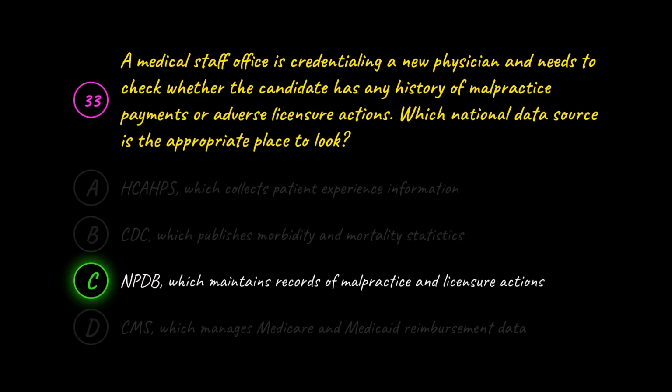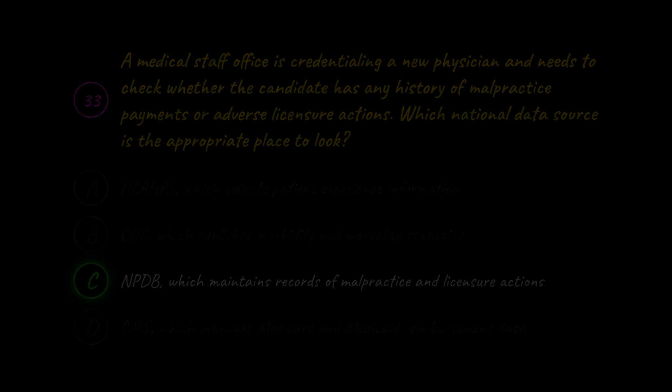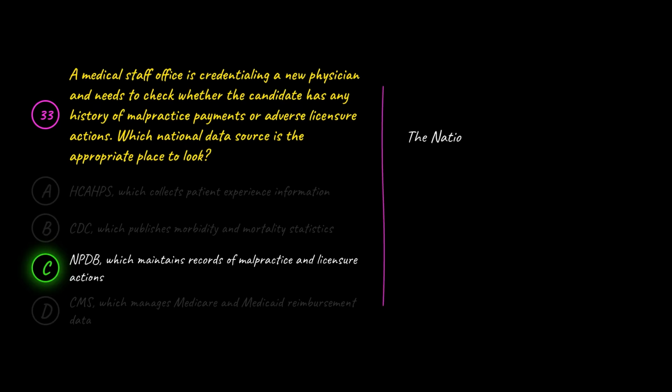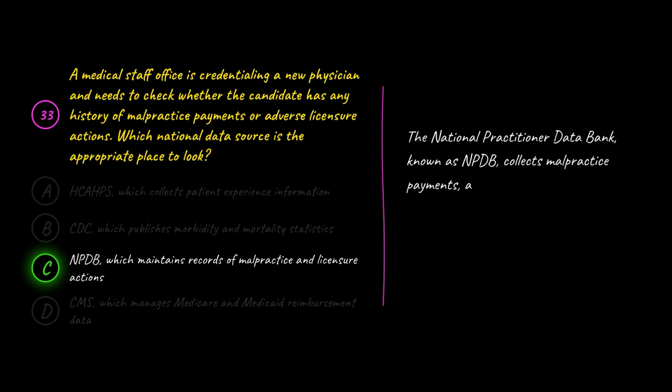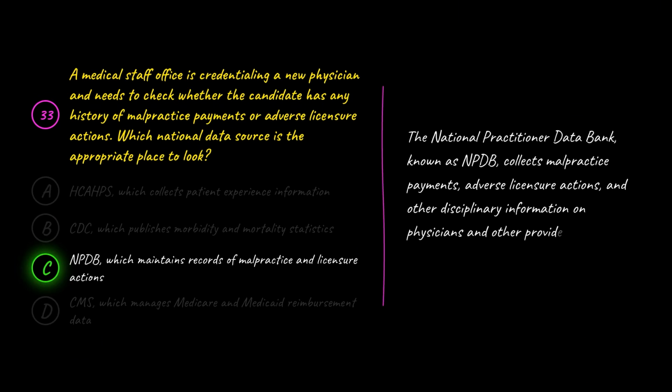The correct answer is C. NPDB, which maintains records of malpractice and licensure actions. C is correct because the National Practitioner Data Bank, known as NPDB, collects malpractice payments, adverse licensure actions, and other disciplinary information on physicians and other providers. It exists specifically to support credentialing decisions like this one. Health systems query it as a standard part of provider onboarding.